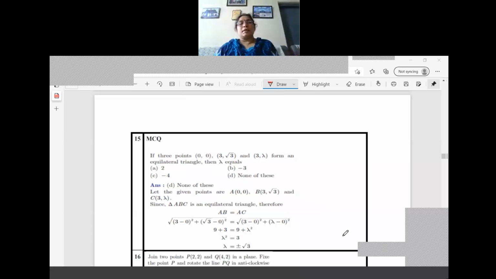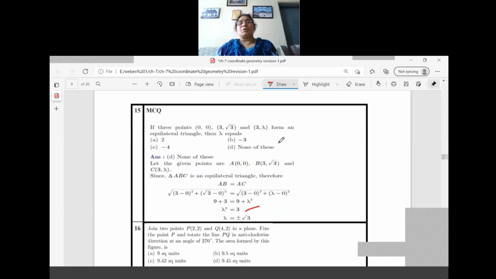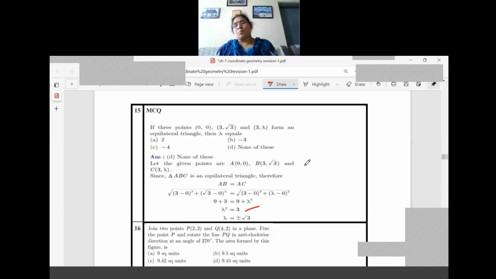So what happened here? See that one, A, B, C is given. ABC is an equilateral triangle only, definitely, and the lambda value is asked here. It is also another alphabet only, so any two distances you can write. So AB and AC they have chosen, so lambda we have calculated. So see this one, lambda square equal to 3, but lambda equal to plus or minus root 3 only. So there is an option given. So D happened to be the option here.